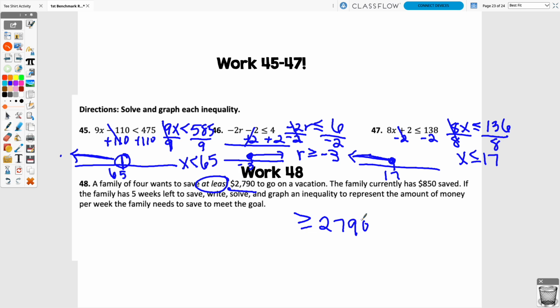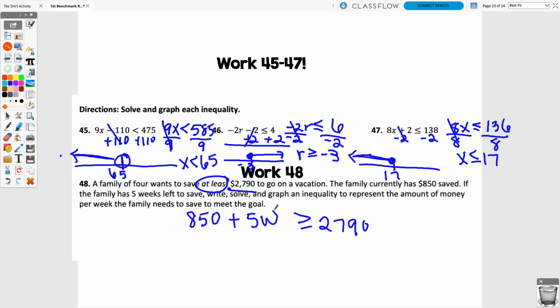All right, they've already got $850, and then they're going to save the same amount each week for 5 weeks. How can I show that on the other side of my inequality? Okay, what did they start out with? $850, so let's start there. Okay, and then they've got 5 weeks left, and they're going to save the same amount for each of those 5 weeks. How could I show that? Plus 5W, or whatever variable you wanted to use. All right, so that's my inequality. They've got their $850. They're going to save for 5 weeks, same amount each week, and we want all of that to add up to be greater than or equal to $2,790.